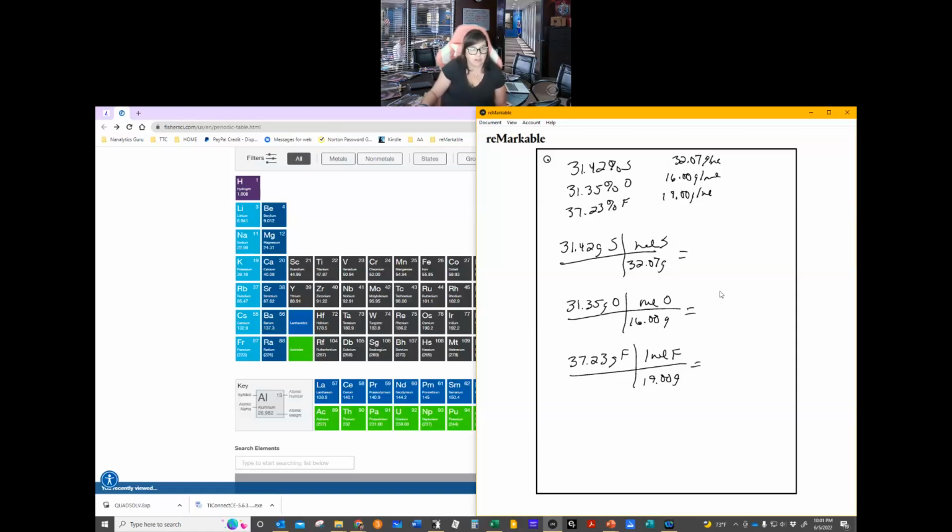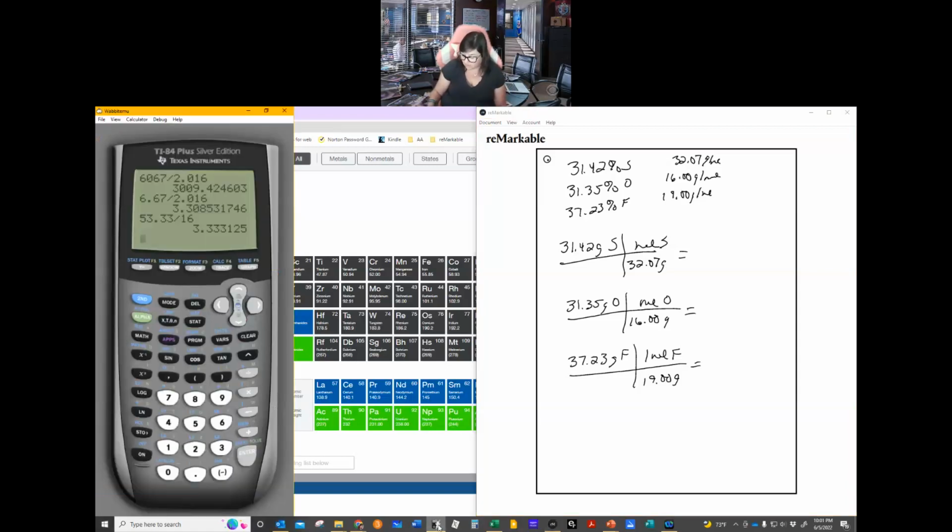Let's do some happy math using our calculators. I'm going to clear this because it bugs me. 31.42 divided by 32.07 is 0.979 mole of S. 31.35 divided by 16 is 1.95 mole of O.